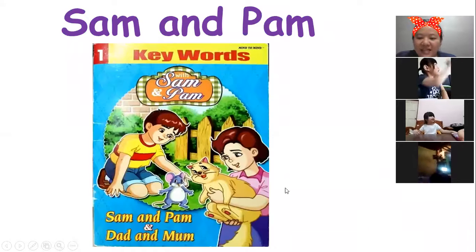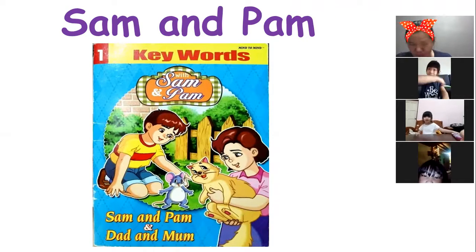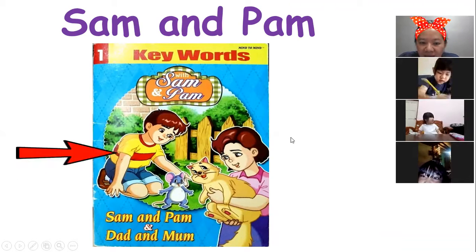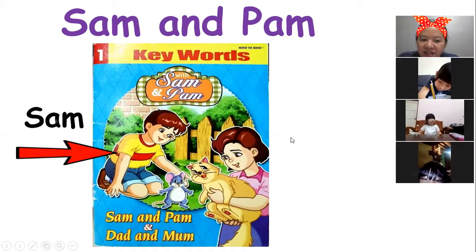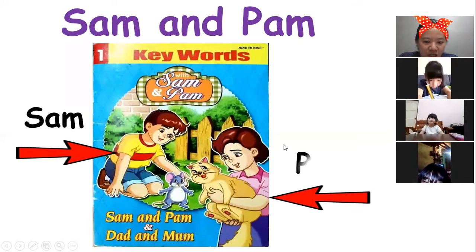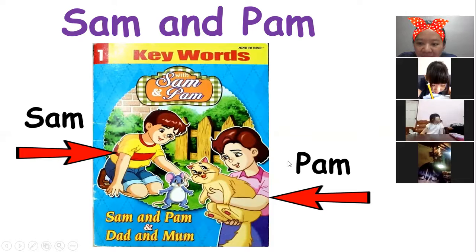Okay, so let's see. This is Sam and Pat. You can do the homework later. If you have time later, you can do it. Now let's look here, Sam and Pat. Let's revise Sam and Pat. This is Sam, and this is Pam. Okay, Sam and Pam.